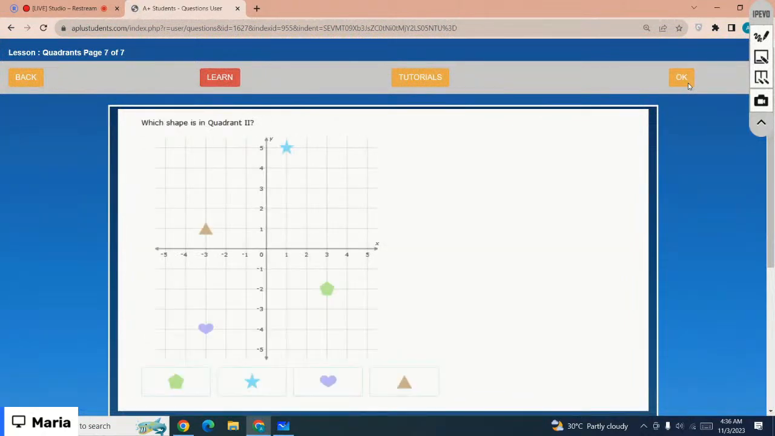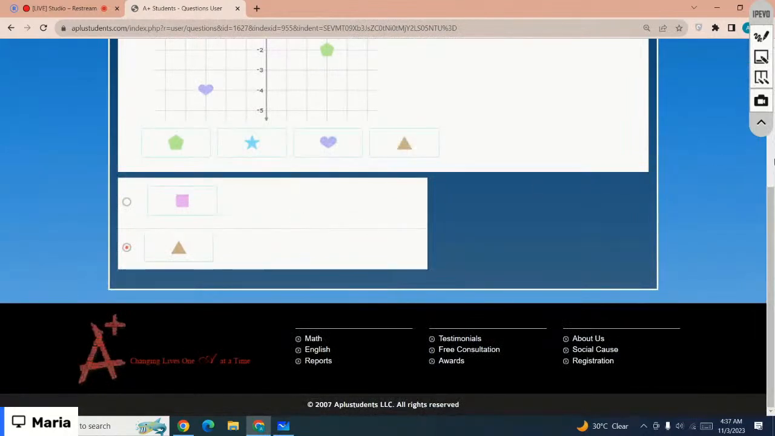What shape is in quadrant 2? Which is the correct option? In quadrant 2 you have a square, right? Have a triangle in quadrant 2.